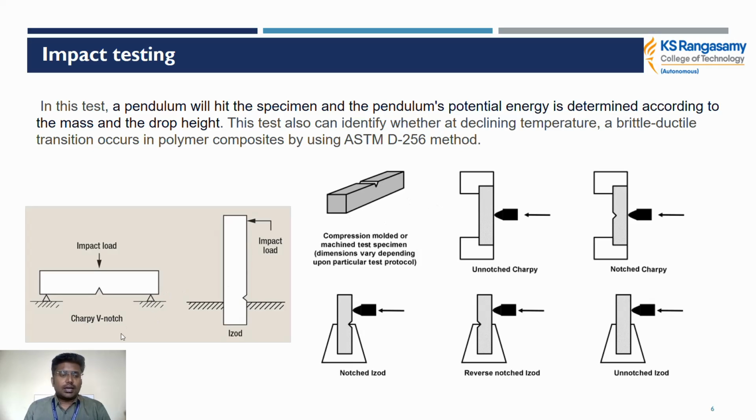The load will be applied from the top of the material. So this is impact testing with two methods, Charpy and Izod. The compression molded or machined test specimen dimensions vary depending upon the test protocol. The pendulum comes and hits the material, and it is broken from the side. The load is calculated on the digital meter of the impact tester. In the olden days we used an analog meter; now the reading comes from the digital meter.